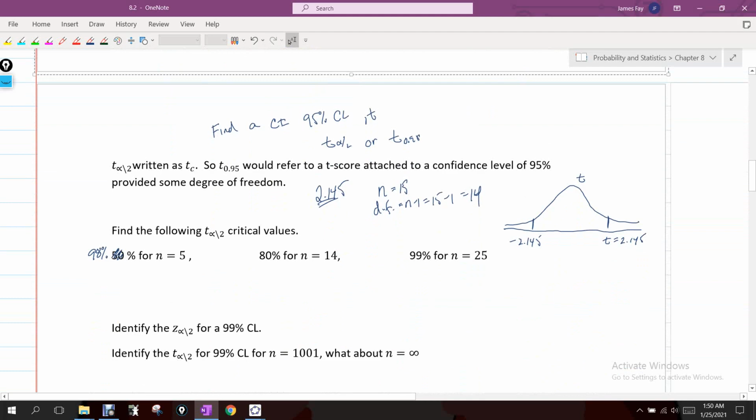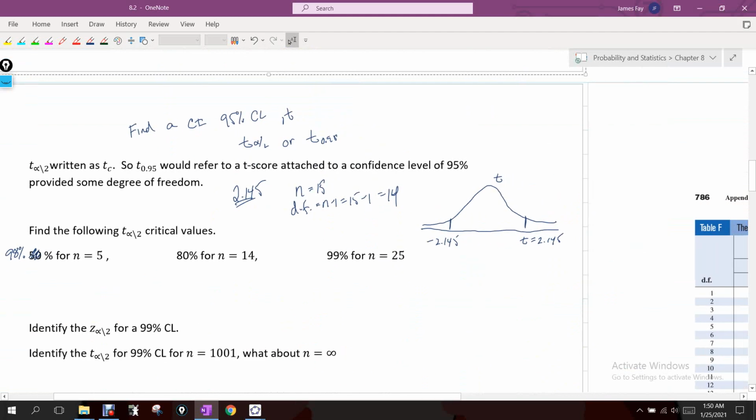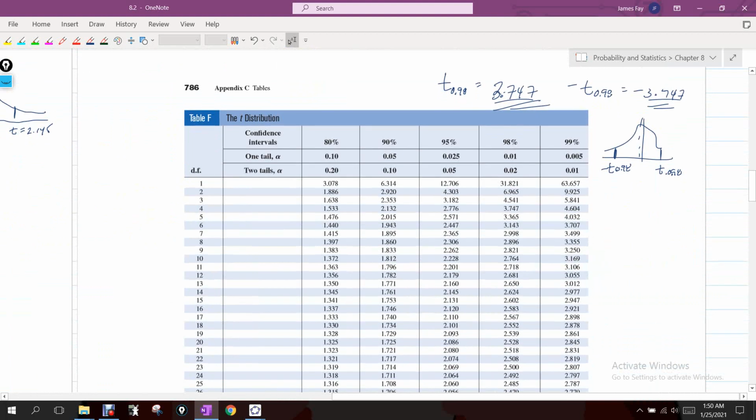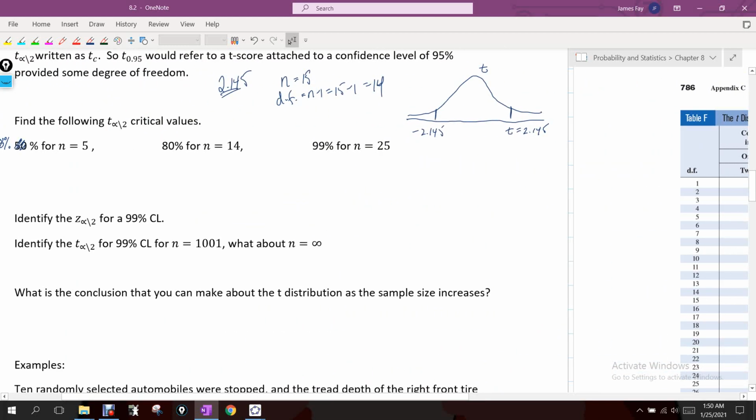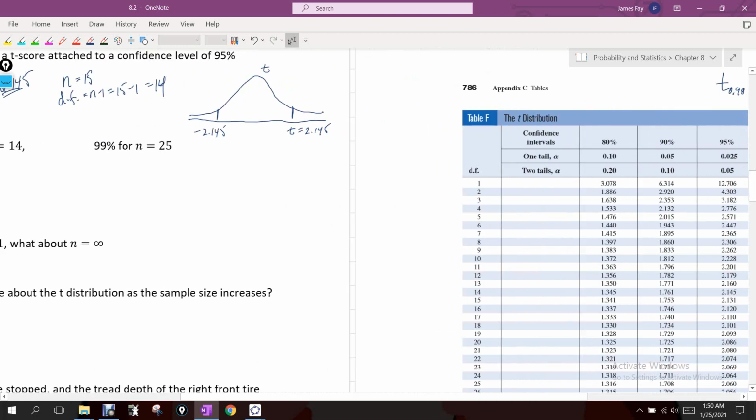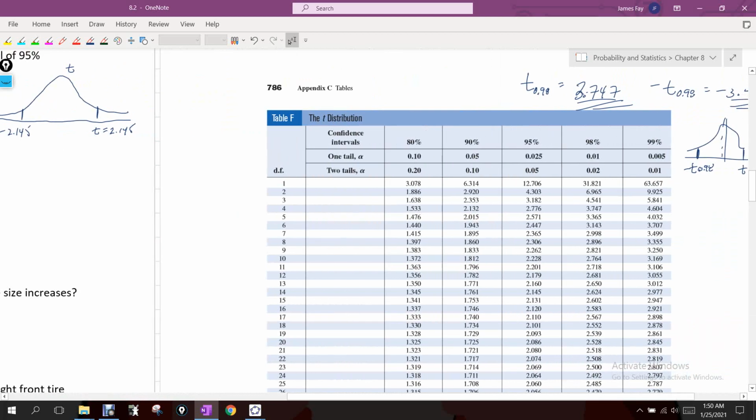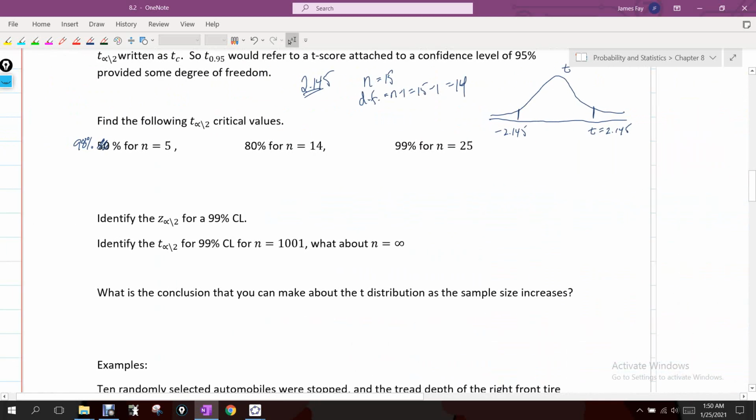If we go 80% for n equals 14, so 80%, first column here, n equals 14, so degrees of freedom will be 13, and we'd be looking for a 1.35. And then 99% with n being 25, so that's my last column, n being 25, so degrees of freedom would be 24. We're going to pick off that number, 2.797. And that's how we find our, ultimately we're going to call z-scores.